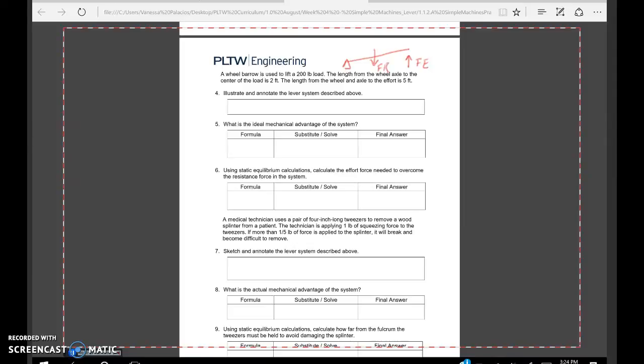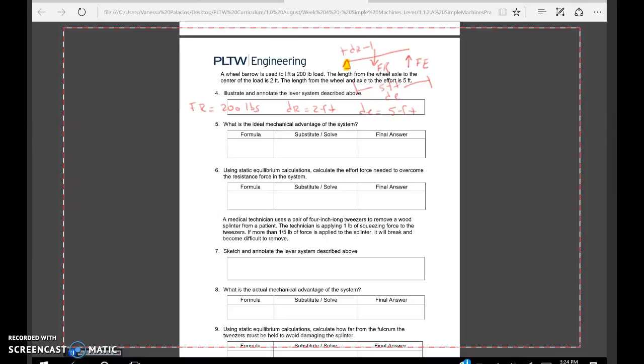So it tells you you have a 200-pound load. So that load is going to be your FR, 200 pounds. It also says the length from the wheel, so the wheel is going to be the fulcrum, to the center of the load is going to be your DR, and it tells you your DR is 2 feet. It tells you the length from the wheel and axle to the effort force is 5 feet. So from the fulcrum to the effort force, which we also call DE, is 5 feet. So DE is equal to 5 feet.